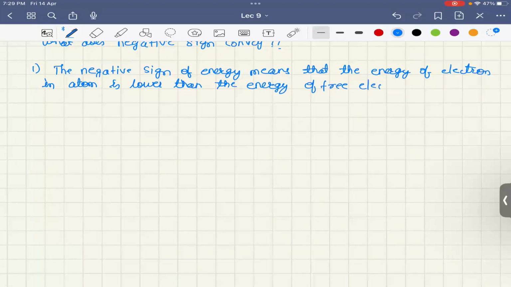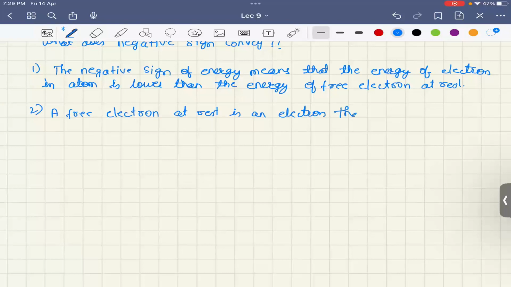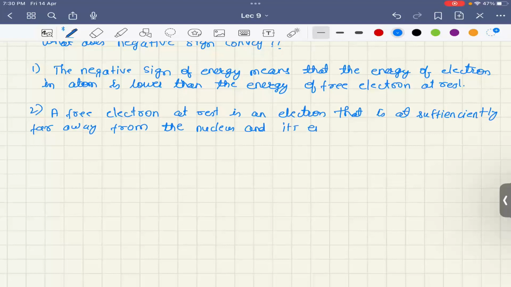A free electron at rest is an electron that is sufficiently far away from the nucleus, and its energy is assumed to be zero.